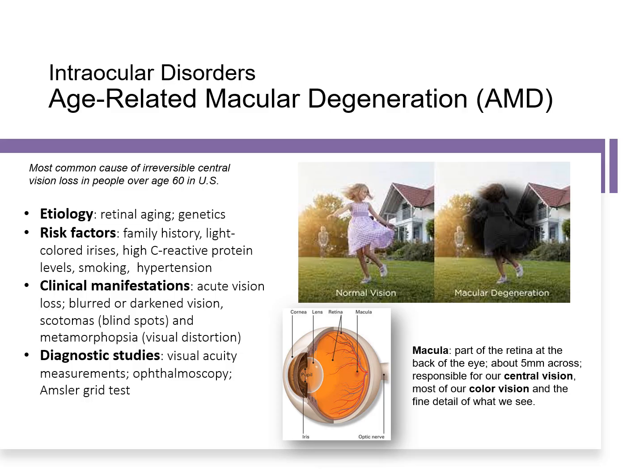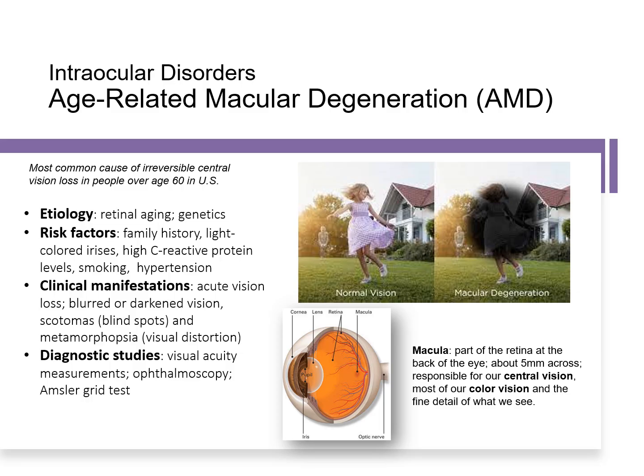Okay, moving on to age-related macular degeneration, or AMD. This is the most common cause of irreversible central vision loss in people over 60 in this country. So if you look at this picture here, the one on the left is normal. The one on the right is how somebody with this disease sees. So central loss of vision, that big black spot in the middle.